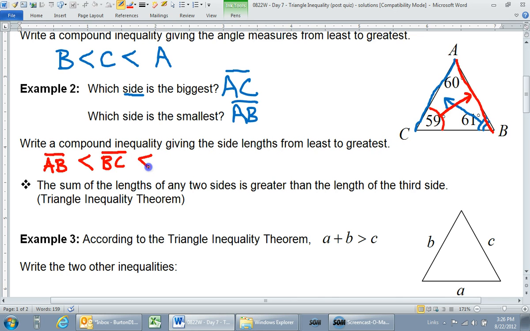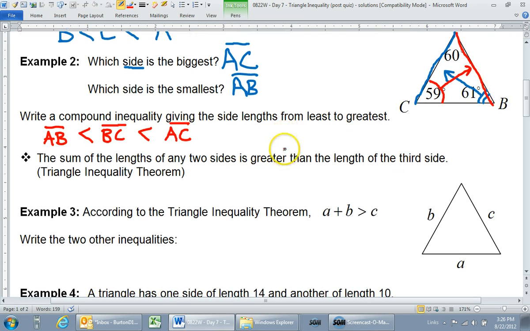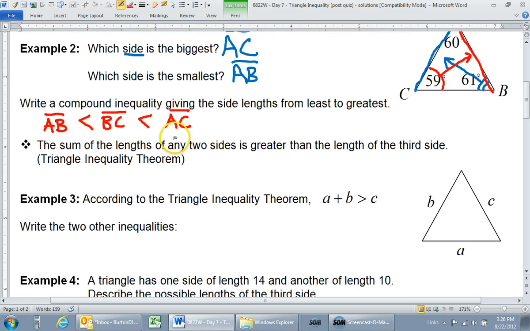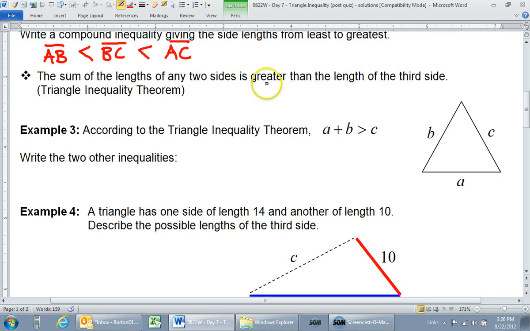Rodney, talk to me, brother. What is the line above the letters? It means segment. Okay? So that just means it has a beginning and an end. So that would be the compound inequality that I'm talking about. Have I lost anybody yet? Raise your hand if you're lost. No. Okay. Alright, let's move on.